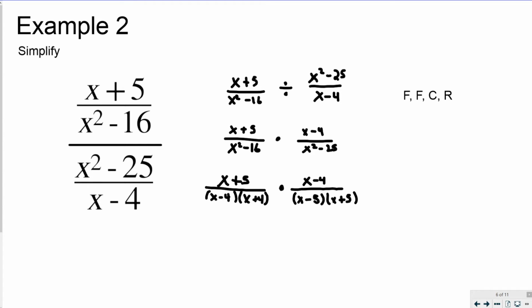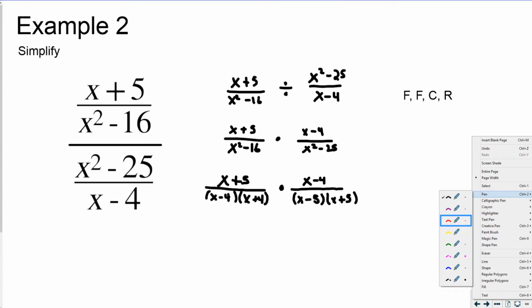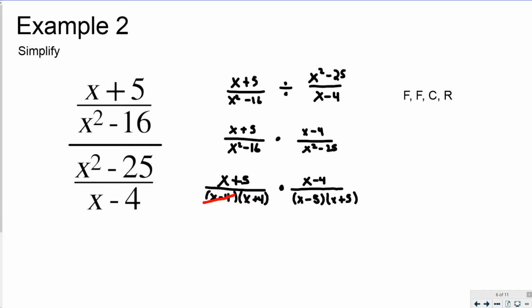So then we're going to cancel what we can. I'm going to use my red pen to do this. I can cancel an x minus 4 here because it is also up here. And then I can also cancel an x plus 5 and x plus 5. So that leaves me with nothing on the top. I have nothing.